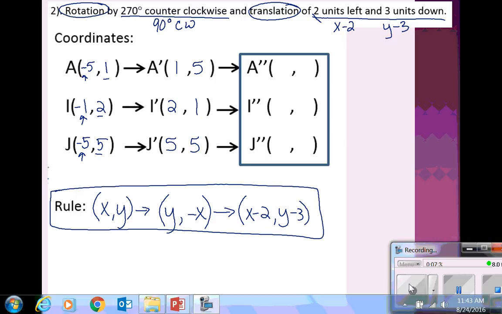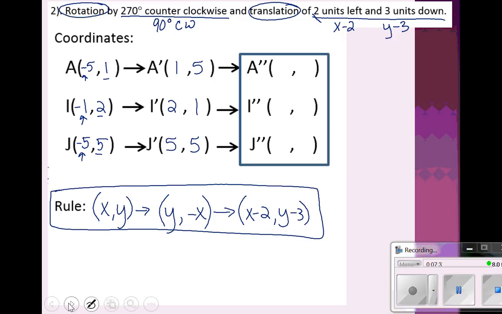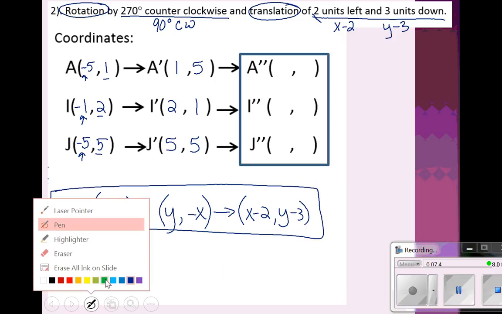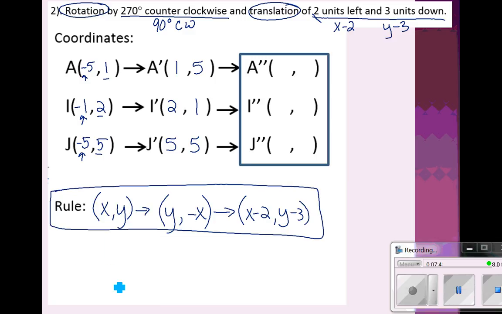Now let's apply the translation rule, and I'm going to change colors, and I'm going to add the problem in the ordered pairs. So I'm going to minus 2 to the x values, and the y values I'm going to subtract 3. Minus 3, minus 3, and minus 3. Now I can solve those integer problems, and you should make a t-chart for each one. And I'm going to fill in my final image coordinates.